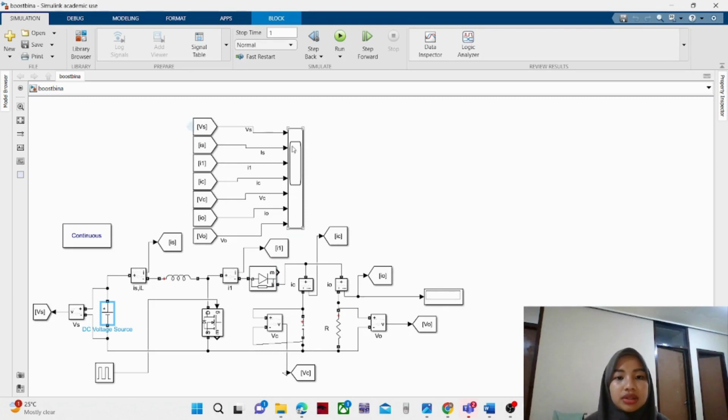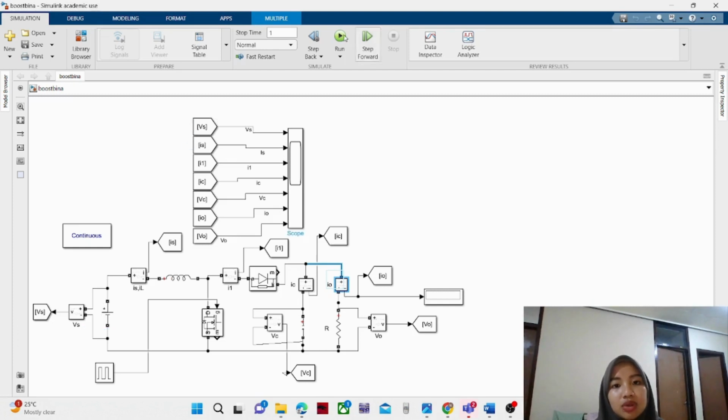So I use the scope to get the 8 pieces of information, which are VS, IS, I1, IC, VC, IO, and the last one is VO. VO refers to voltage output. IO is current output, or current that flows into the load, which is a resistor, and VC is voltage at the capacitor. IC is current that flows through the capacitor, and I1 is the current that goes through the diode and also the inductor, and the current at the inductor is given the name IS, and the voltage source is V source.